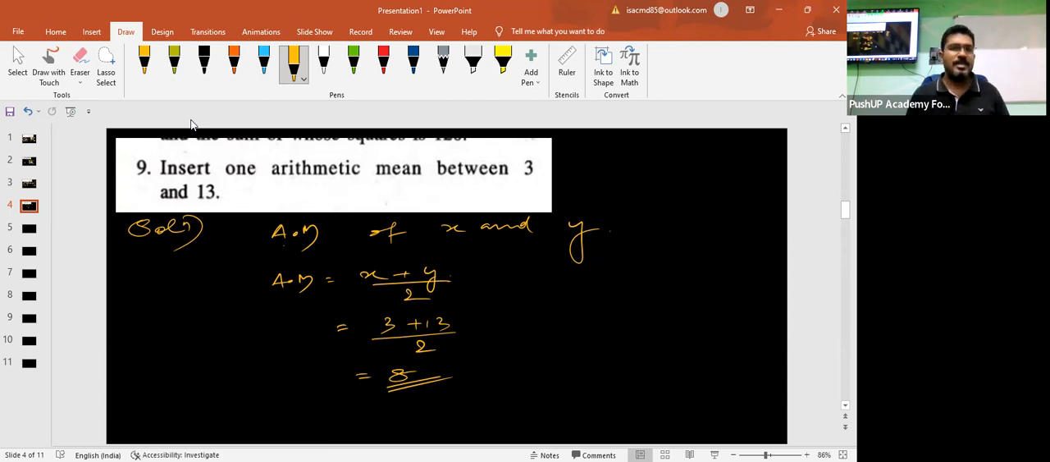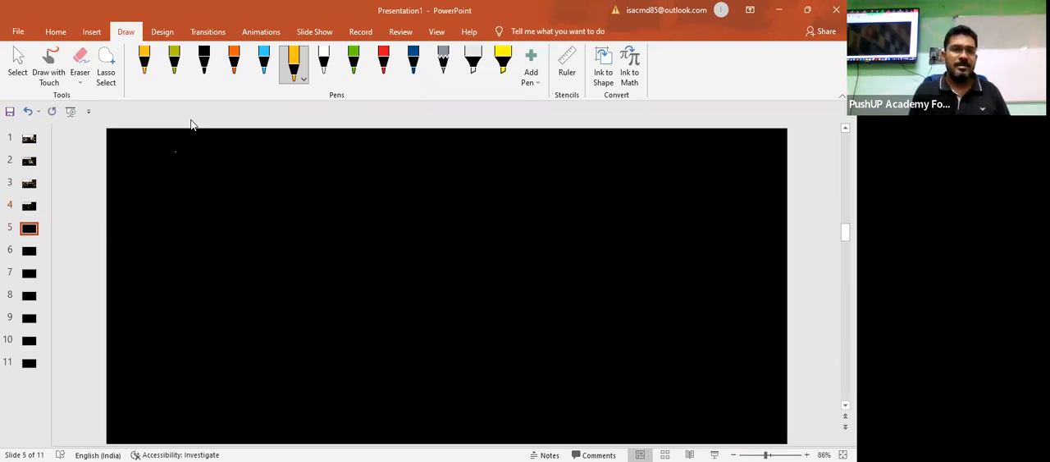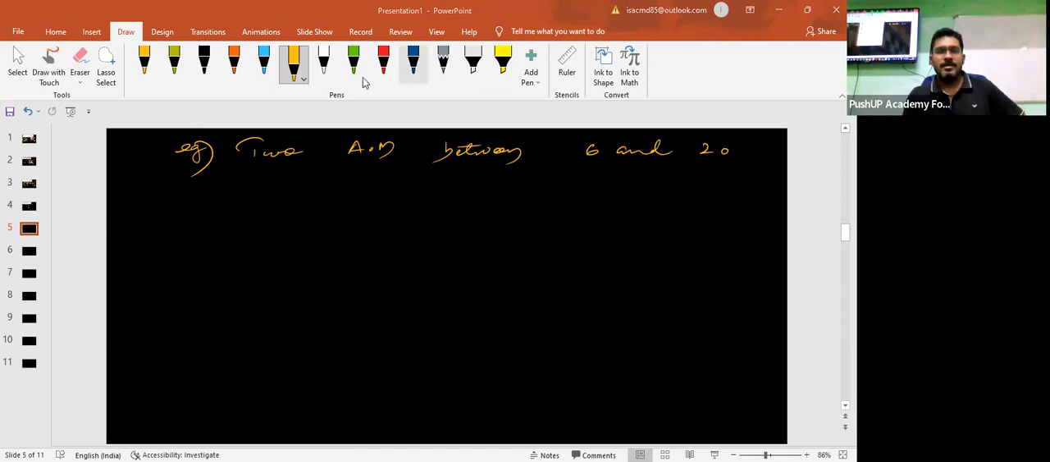Okay. So in that case, suppose I ask you to give me two arithmetic means between 6 and 20. Give me the answer for this. Pavish, very good. Give two arithmetic means between 6 and 20. So this is how you solve it. See, what is the range of numbers? 6 to 20, right? They are asking you to find two arithmetic means.